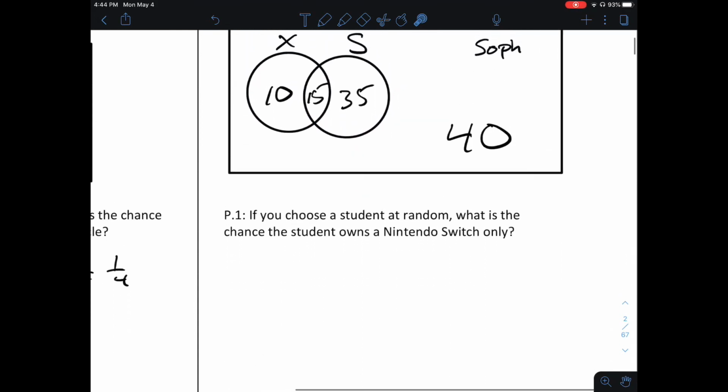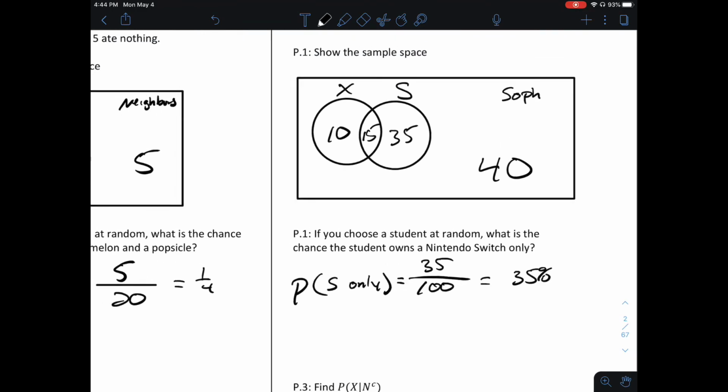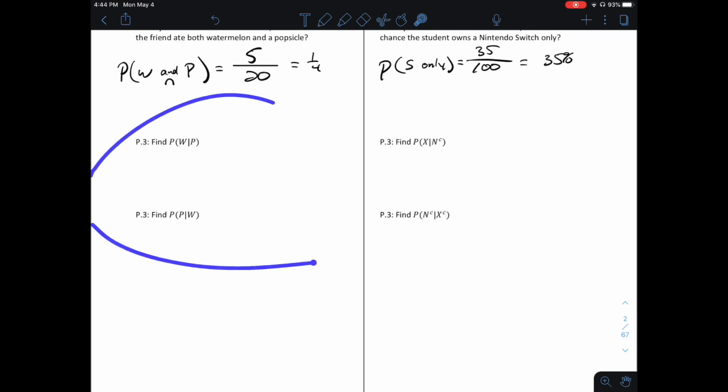If you choose a student at random, what's the chance that they own only a Switch? So the probability that they have a Switch only. How many people own a Switch only? That's the favorable outcomes, 35. How many folks are there total in the sophomore class? 100. So it's 35 out of 100. You could reduce it. There's really no point. This also could be said that it's a 35% chance. The rest of these questions down here for day 3.